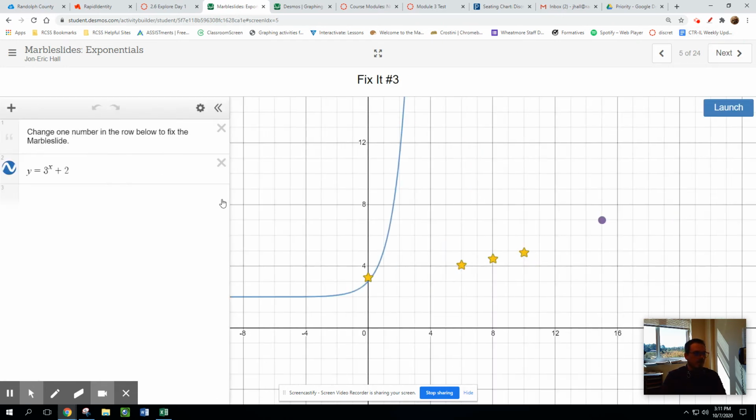All right, moving on. Change one of these numbers. Change one number in the row to find the fix. So looks like here's a 2. How about we change this number in front? Why don't we change it to something pretty steep, maybe 12? Okay, so that 3, when it went too far. Click the gear, hit reset.